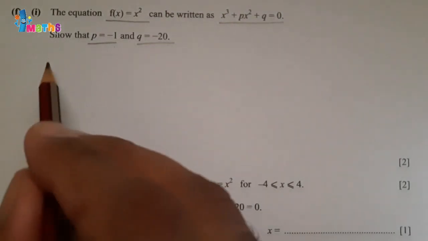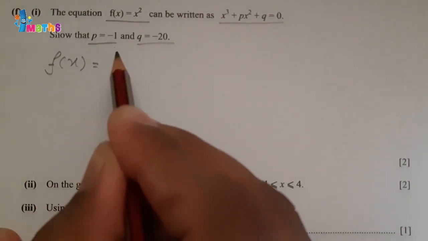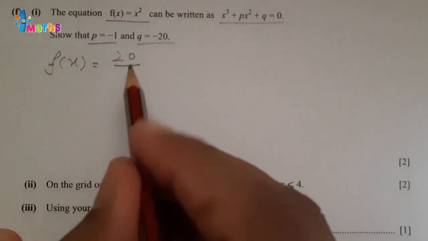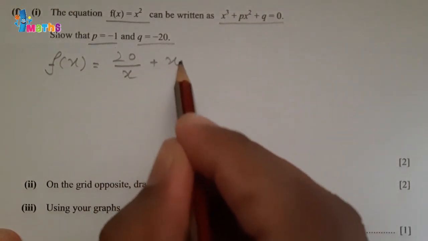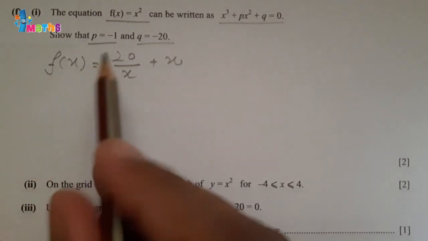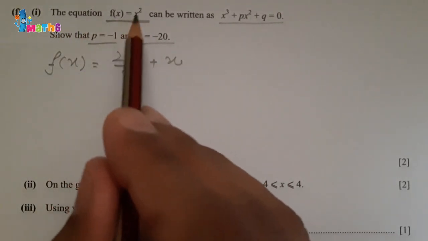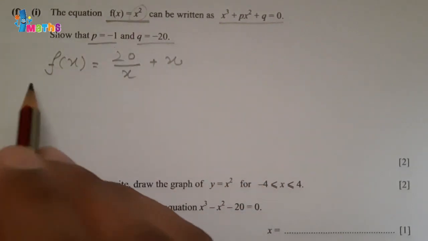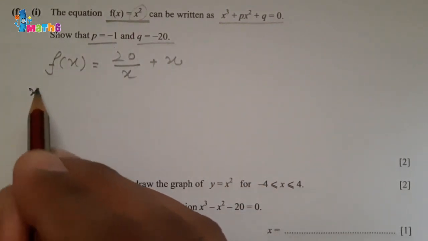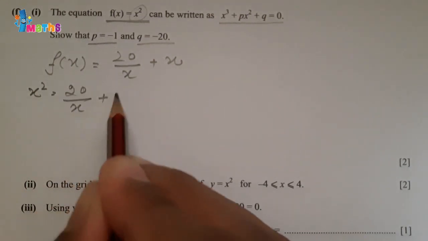The given equation is f of x is equal to 20 over x plus x. This is the given equation at the start of question number 3. In this part, they have provided us f of x is equal to x square. So we'll replace f of x with x square: x square is equal to 20 over x plus x.